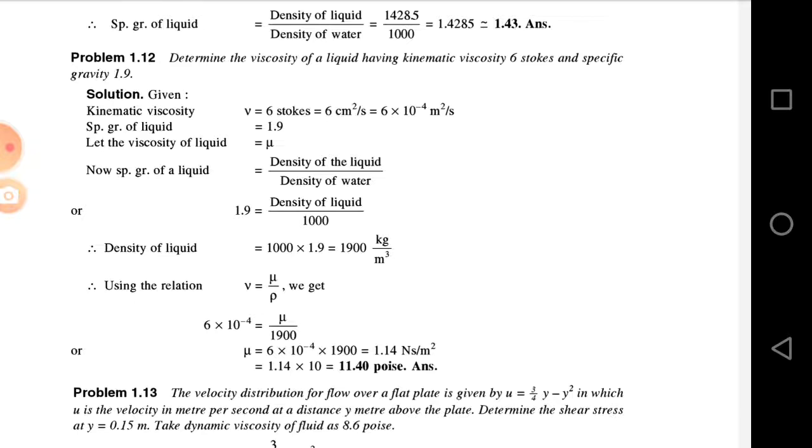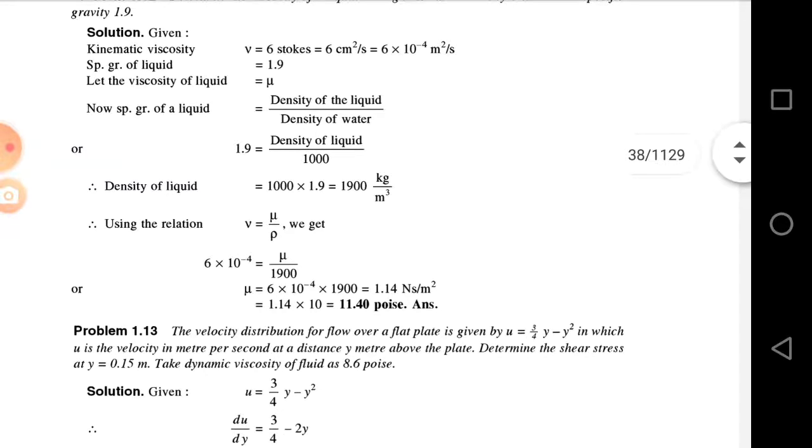Now using the relationship, kinematic viscosity is dynamic viscosity divided by mass density. Nu is mu by rho. You get mu as 1.14 Newton second per meter square, that is 11.4 poise.